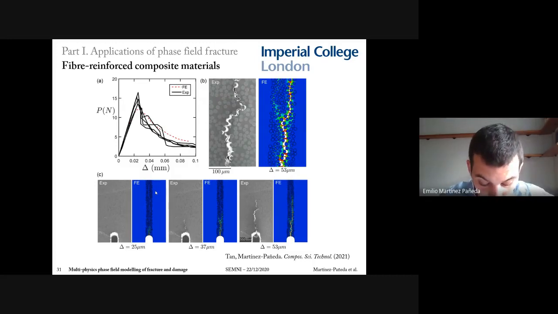So I completely agree on that, and I reiterate my apologies for not emphasizing that there were other alternatives that have been working very well through the years, these strong discontinuity approaches.